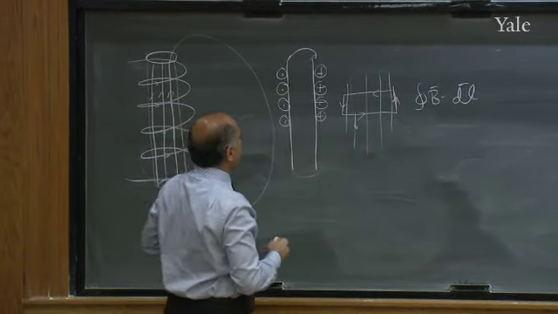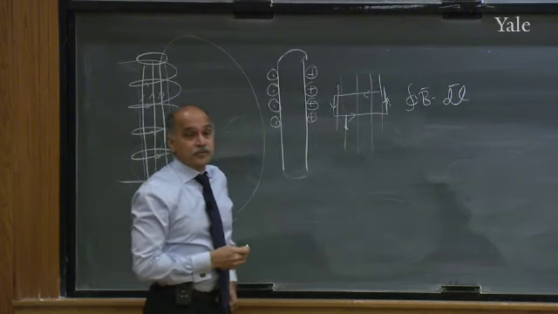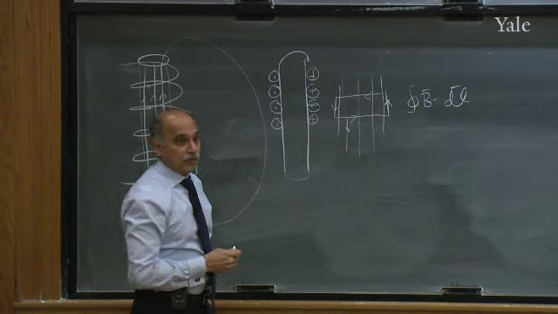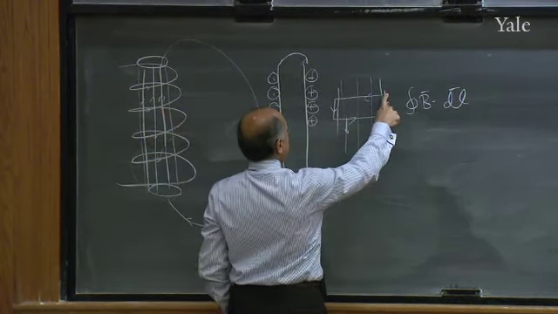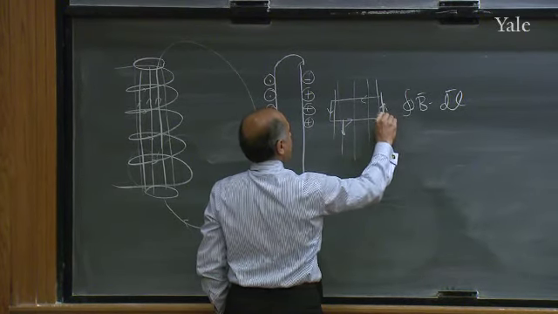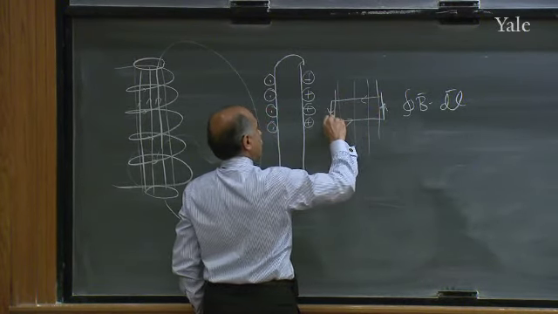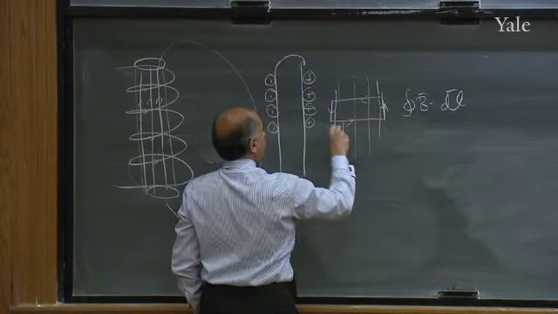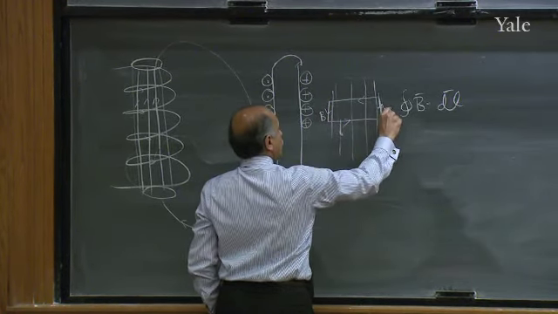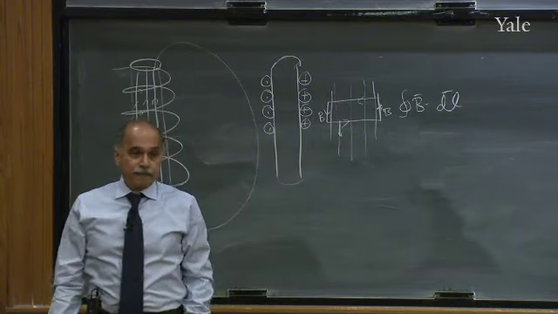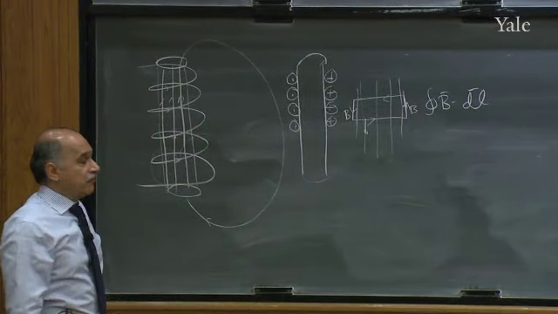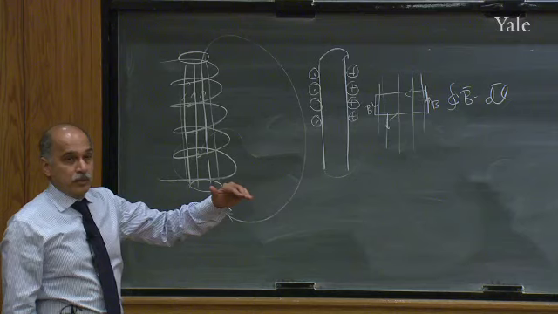These two have to cancel because there is no current coming out of this. Because there is no current coming out, this line integral must vanish. Therefore, the B times that length and B times that length going the opposite way must be equal in magnitude. That means the B here must be as strong as the B there. So B doesn't vary when you leave the wire.